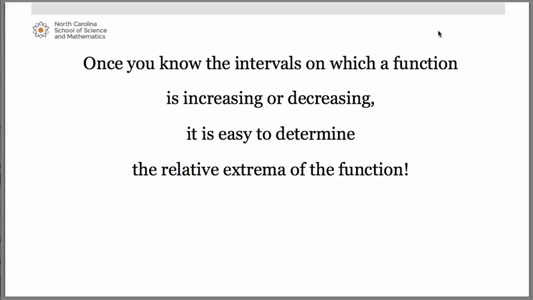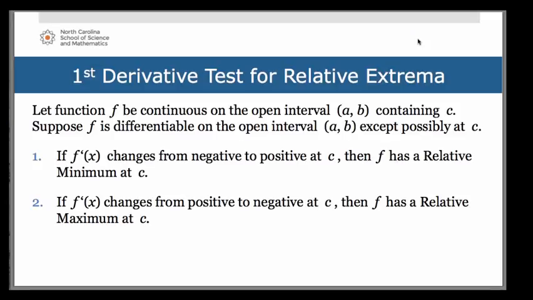Now, once we know the intervals on which a function is increasing or decreasing, it is easy then to determine the relative extrema, the relative max-min points of the function. And the way we're going to do this is with the first derivative test for relative extrema. Suppose function f is continuous on the open interval from a to b that contains a specific x value that we will call c. And suppose f is differentiable on the open interval from a to b, except possibly at c.